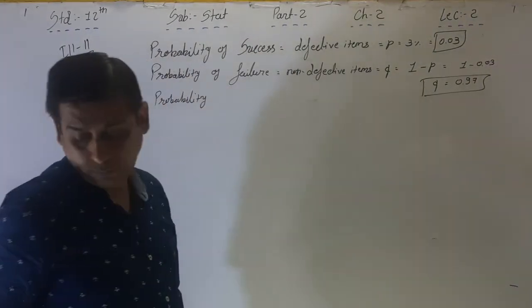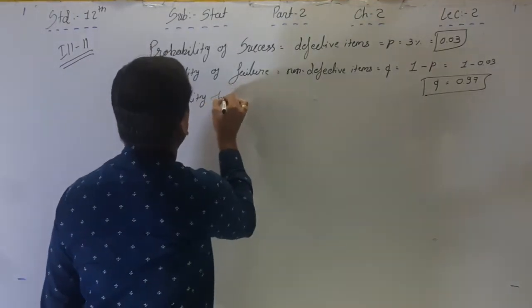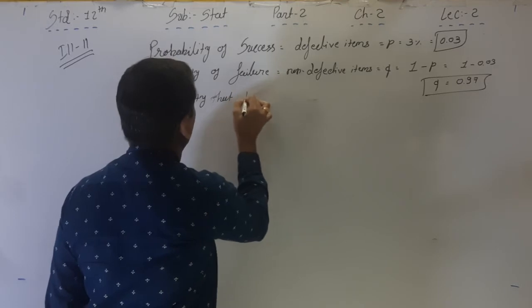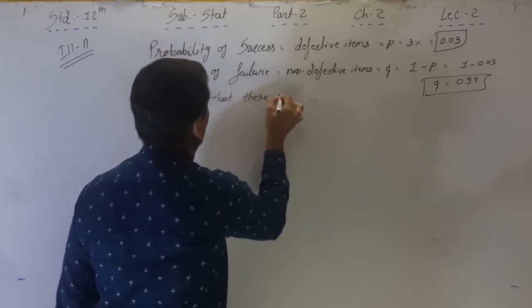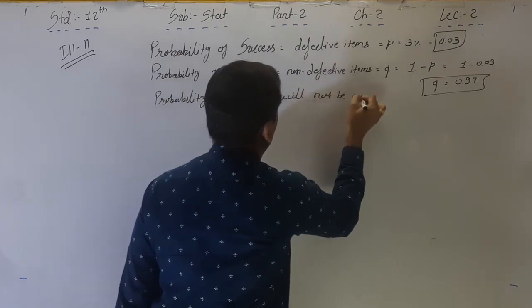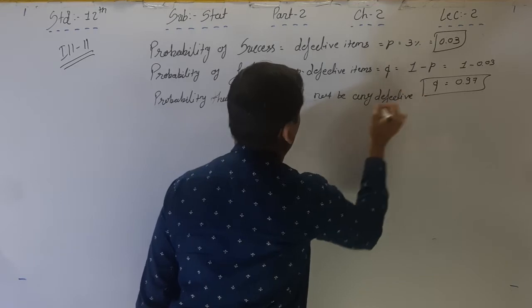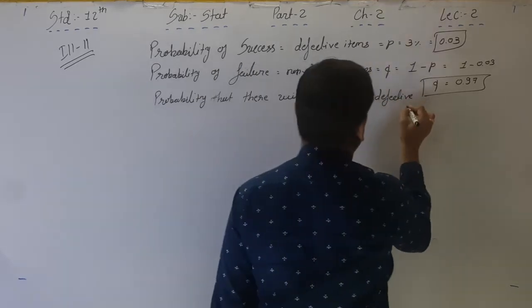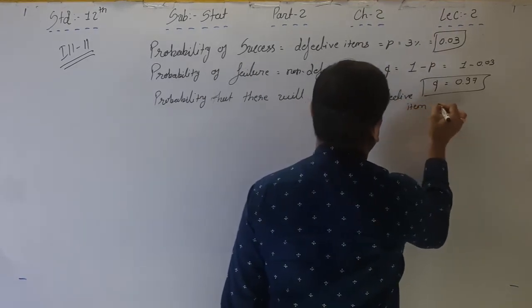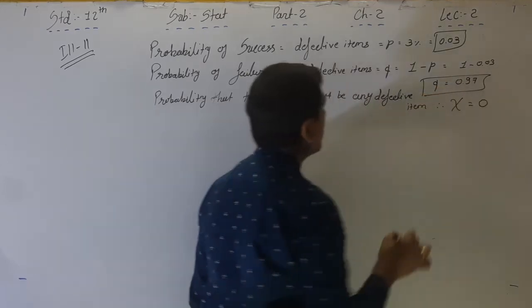the probability that there will not be any defective items, therefore X is equal to 0.